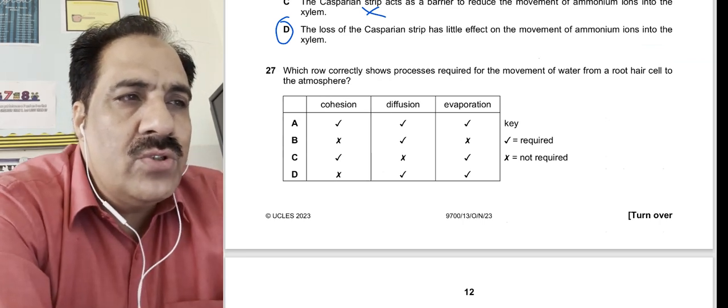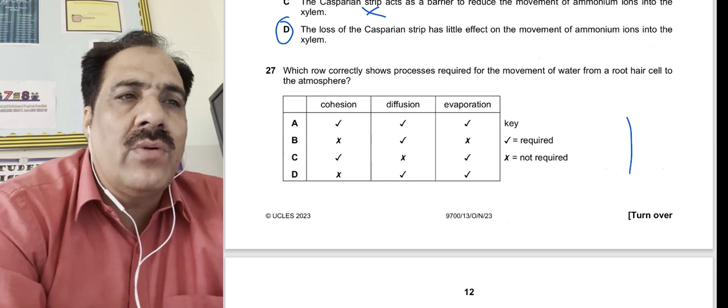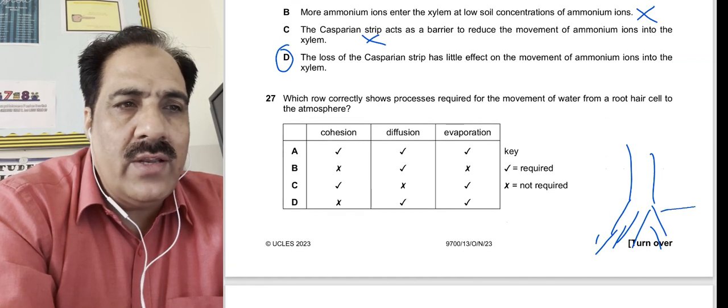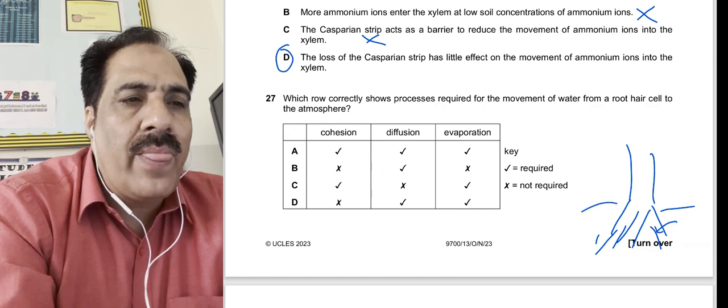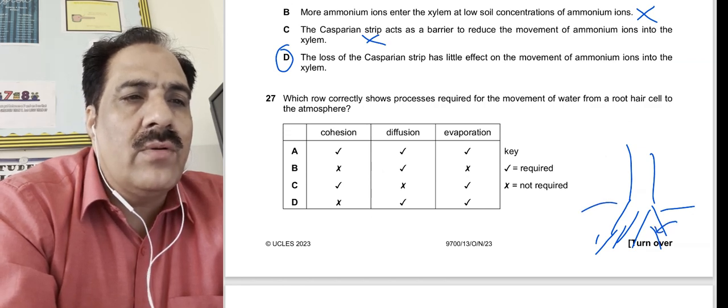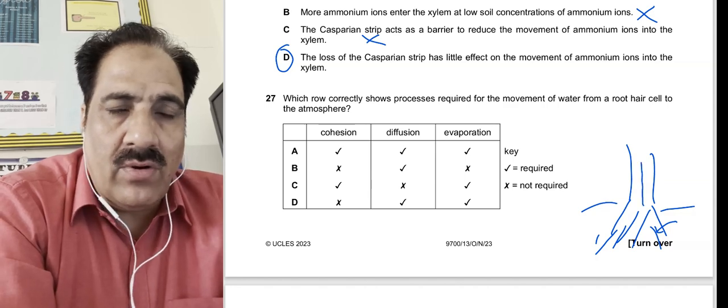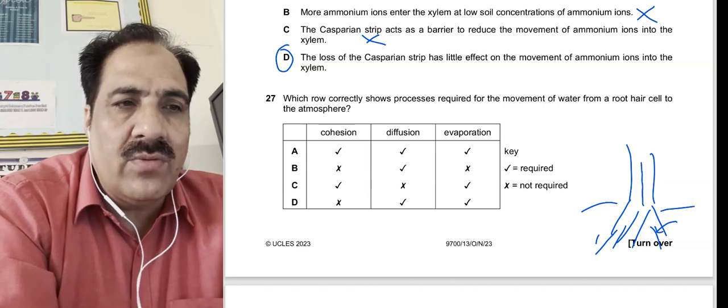Question number 27. Which row correctly shows processes required for the movement of water from a root hair cell to the atmosphere? So if we have a root hair cell which absorbs the water, the water moves from the higher concentration to the lower concentration by osmosis, from higher water potential to lower water potential.